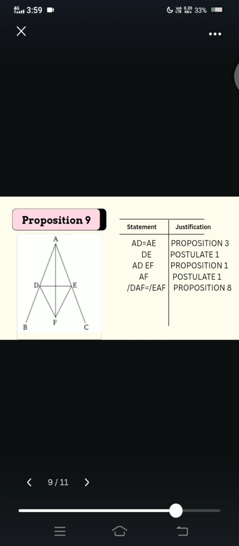So since para silang equal, since yung dalawang triangle natin is equal, with proposition 8, if the three sides of our triangle are equal, or yung triangle ADE natin is equal to triangle DEF, so our angle inside the triangle is also equal.